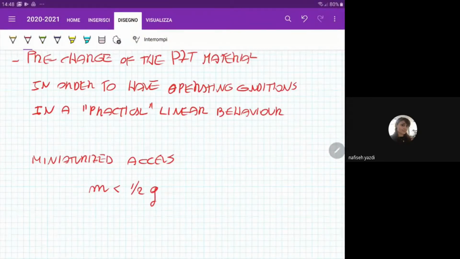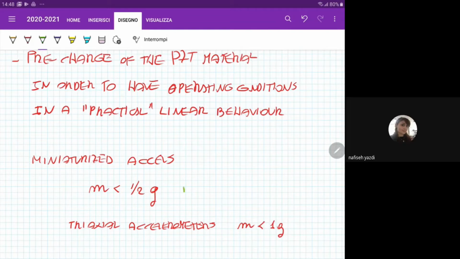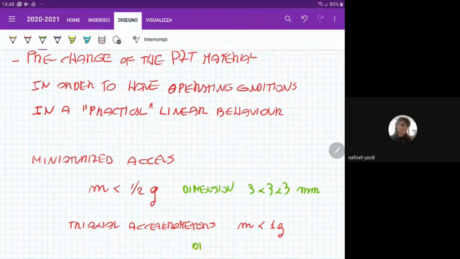We are also having triaxial accelerometers, which the mass could be less than 1 gram. And concerning the dimensions, the first one is about, let's say, 3 times 3 times 3 millimeter in size, and this one is 7 times 7 times 7 millimeters.